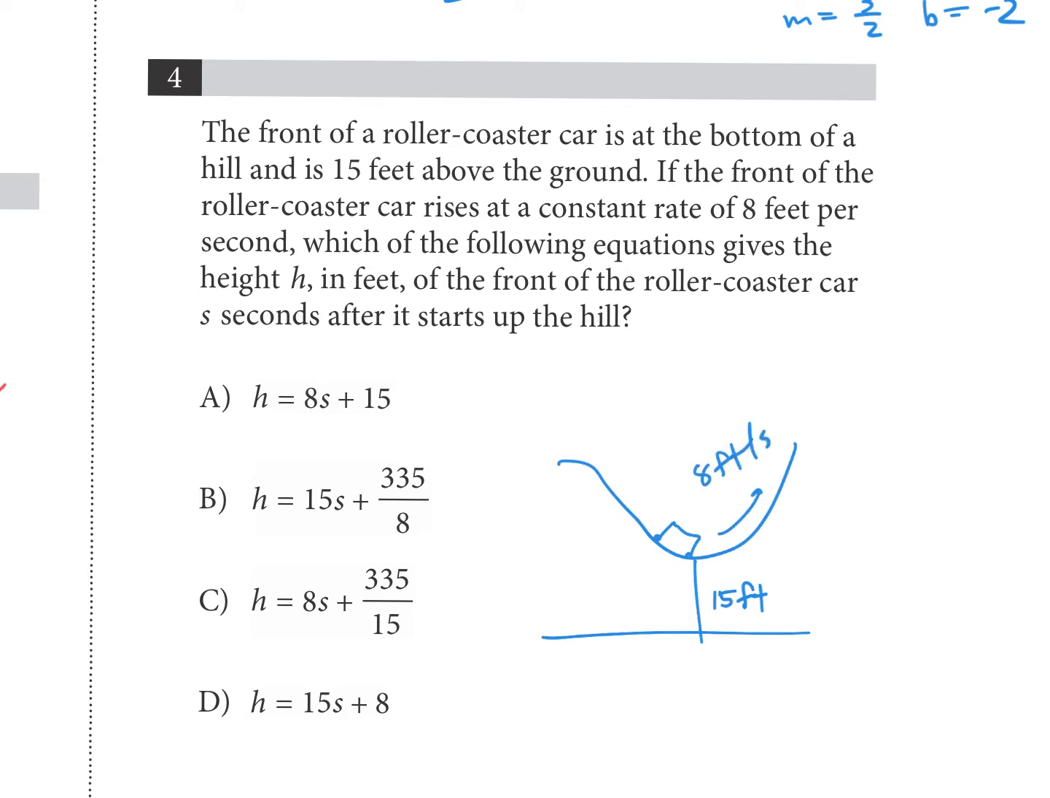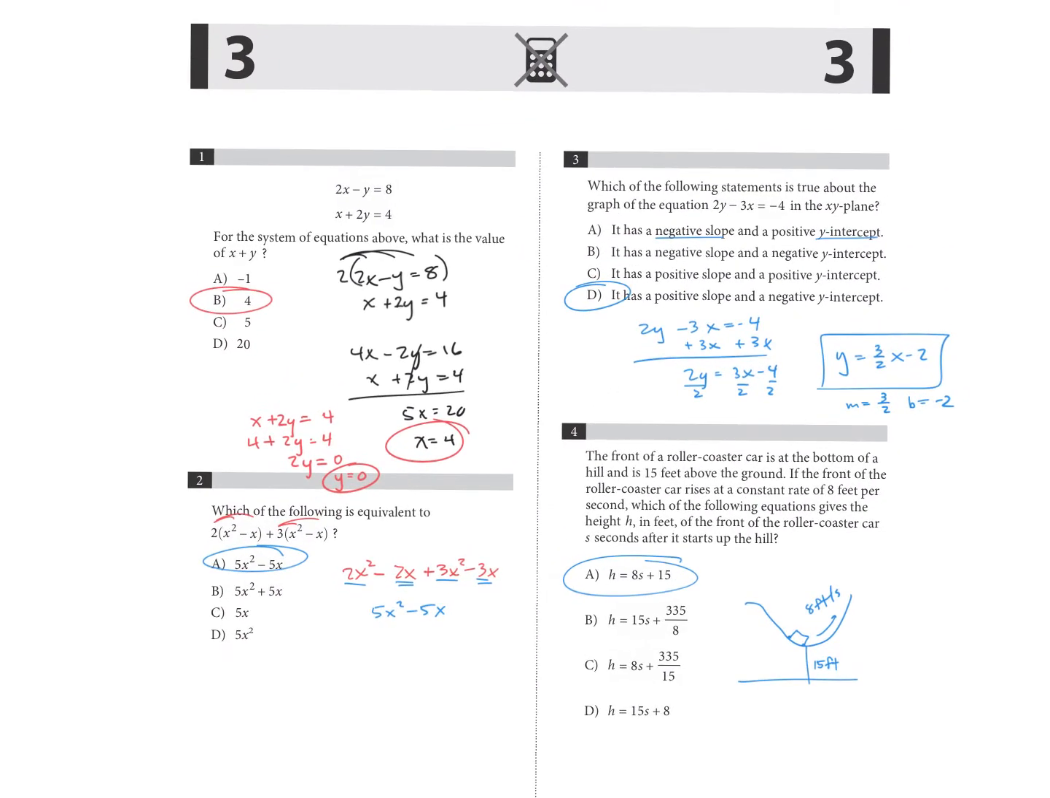I could get an equation by saying, well, it's going to be 15 feet, and then the height is going to add 8 feet every second, right? So A is going to be my answer, because if I go 1 second, it's going to be 15 plus 8, right? If I go 2 seconds, it's going to be 15 plus 16, right? So that's going to be 2 times 8. So I keep going from there. And so that was the first page.